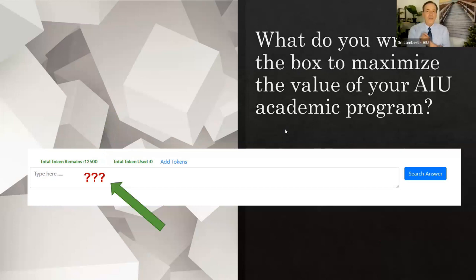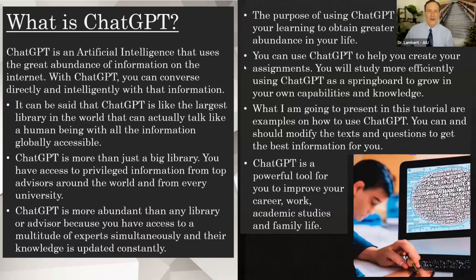Okay, so what are you going to write in this box to maximize the value of your AIU program using artificial intelligence? That's the big question, and that's what we're going to be talking about today. What do you write in that box? So when you push search answer, you're going to get back a really powerful answer that you can use. All right. So first of all, let's talk about what ChatGPT is. It is artificial intelligence.